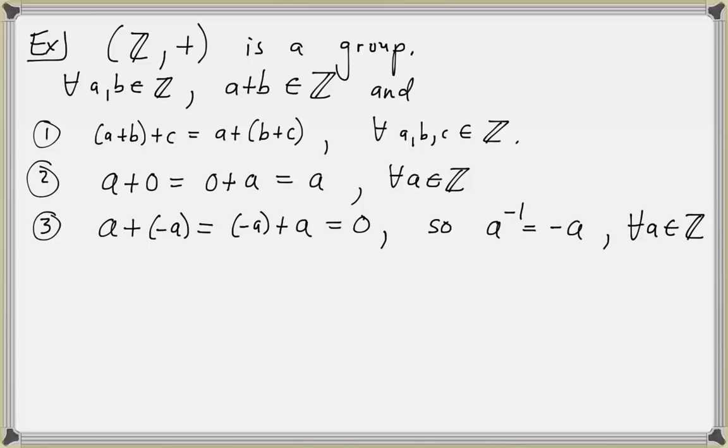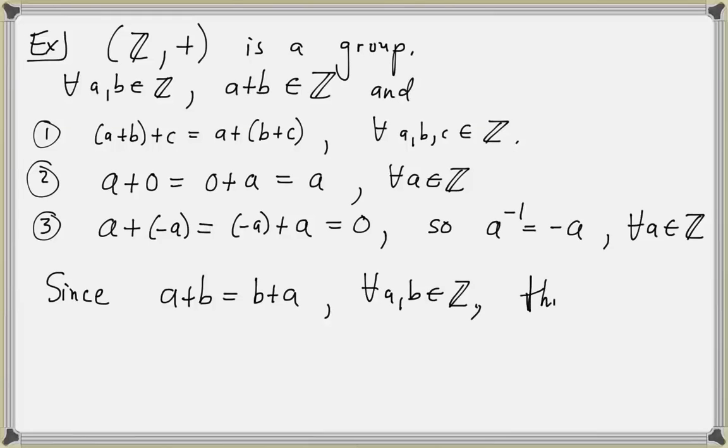Therefore, the integers under addition form a group. Further, because addition is commutative, we see that this is actually an abelian group. Since A plus B is the same as B plus A for all integers A and B, we see that this is an abelian group.